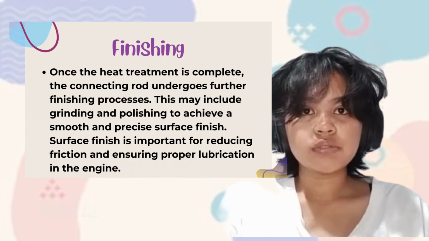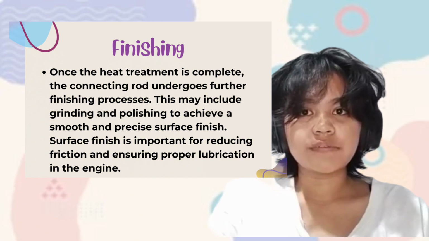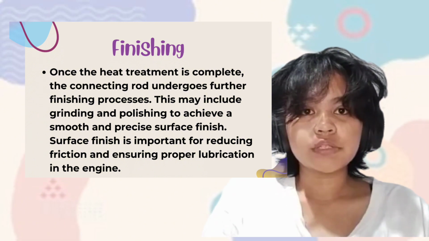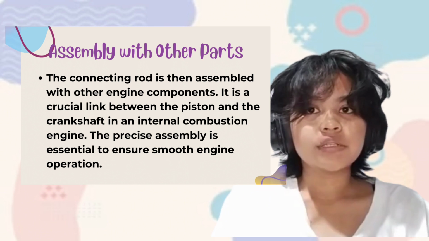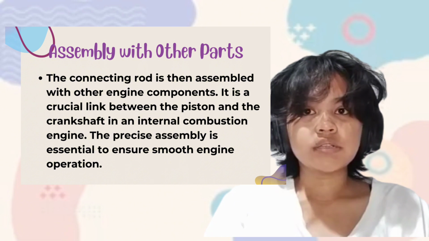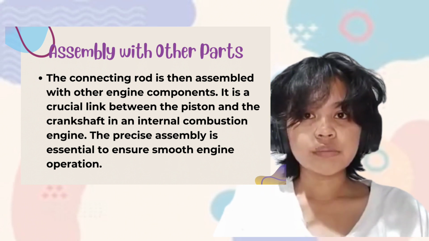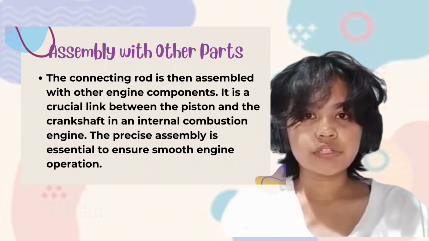Finishing. Once the heat treatment is complete, the connecting rod undergoes further finishing processes. This may include grinding and polishing to achieve a smooth and precise surface finish. Surface finish is important for reducing friction and ensuring proper lubrication in the engine. Next, assembly with other parts. The connecting rod is then assembled with other engine components. It is a crucial link between the piston and the crankshaft in the internal combustion engine. The precise assembly is essential to ensure smooth engine operation.